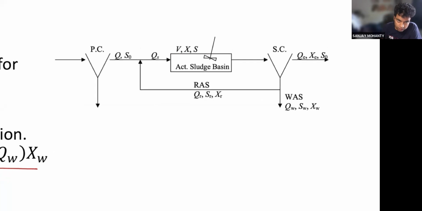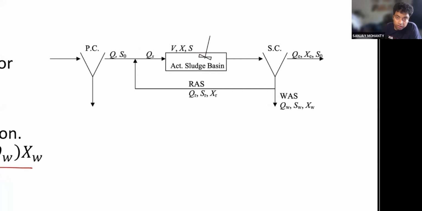As you see in the wastewater treatment plants, you have three different sections. One is the primary clarifier, which is a, hold on, my screen doesn't work now.